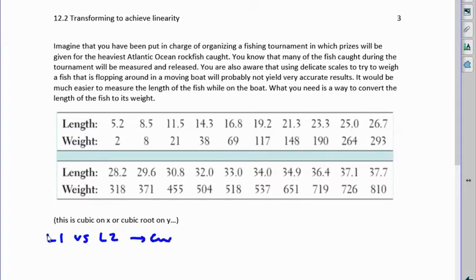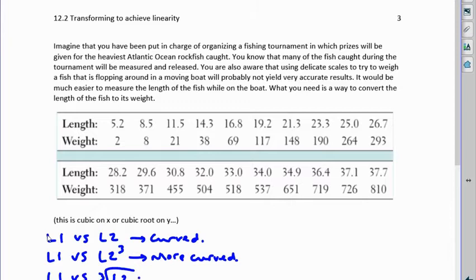So our L1 versus L2, just to summarize, it was curved. So that told us we had to do a transformation. We tried an L1 versus an L2 cubed, and that came out more curved. But when we tried L1 versus the cubic root of L2, we saw something that looked very nice and straight.